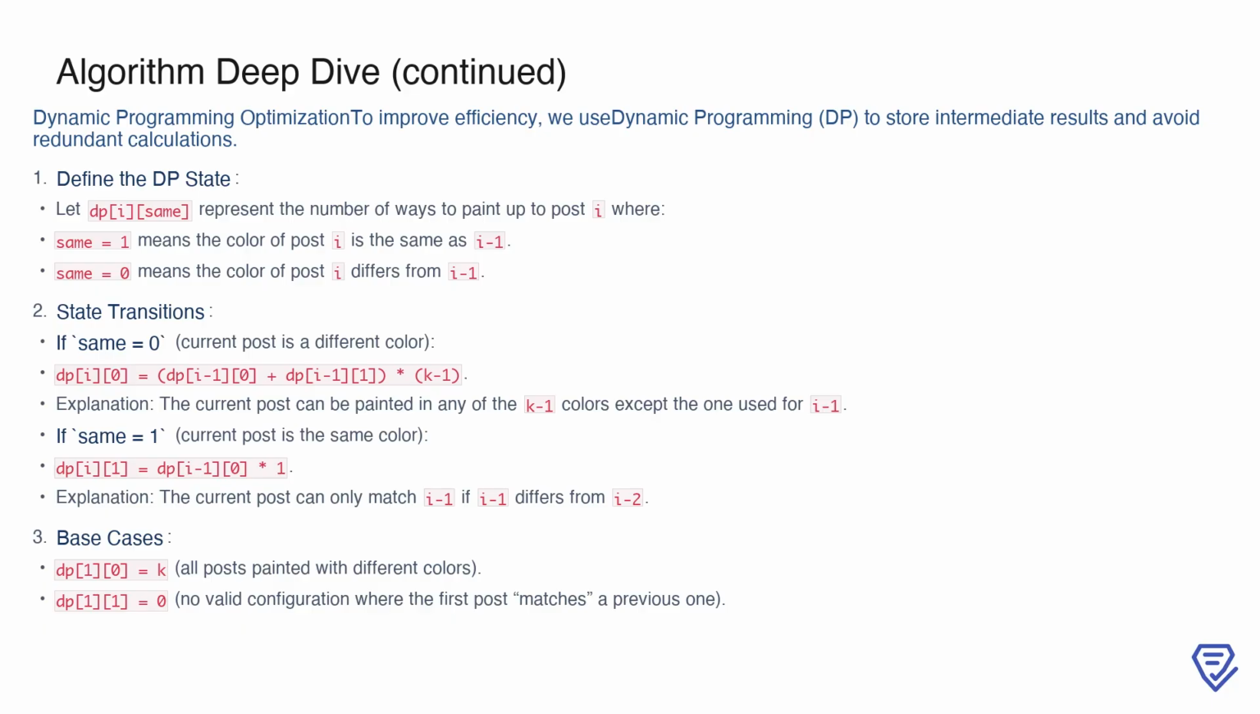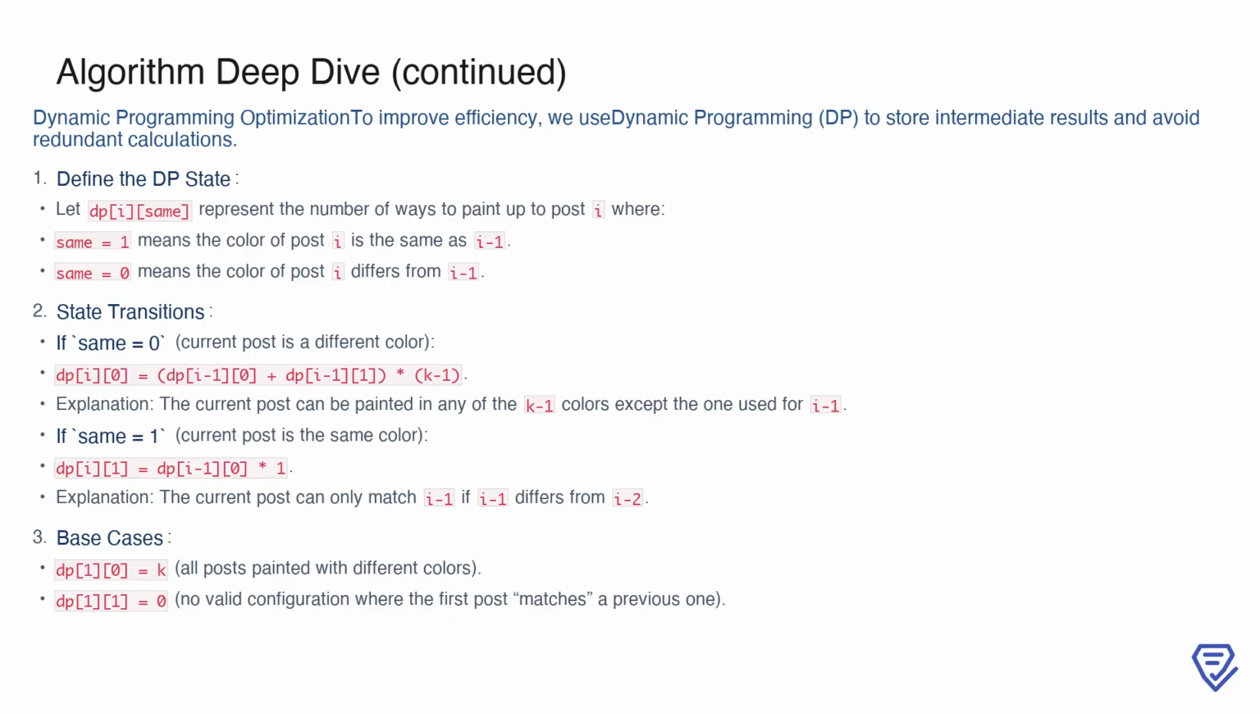The transitions are straightforward. If the current post is painted a different color, same equals 0, the number of configurations is DP[i-1][0] plus DP[i-1][1], multiplied by (k-1), since there are k-1 valid color choices. If the current post is painted the same color as i-1, same equals 1, the number of configurations is simply DP[i-1][0], because this is only valid if i-1 was painted a different color from i-2.